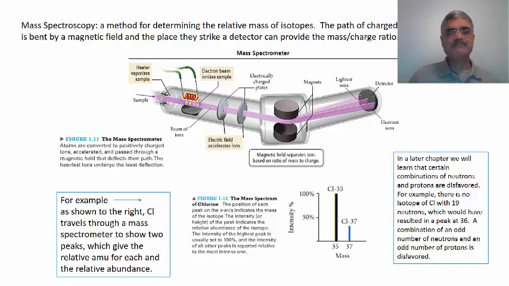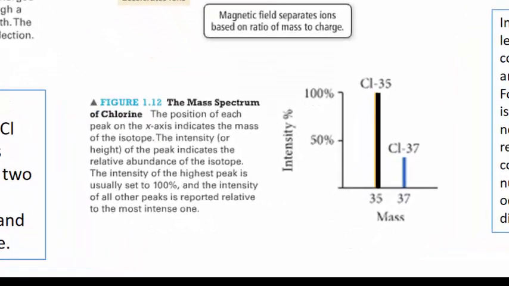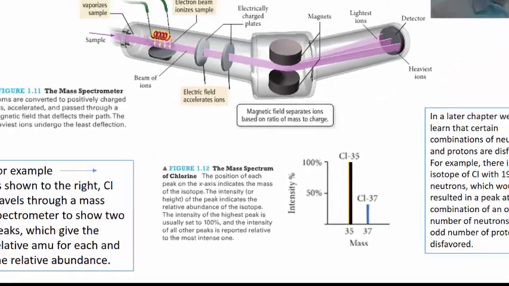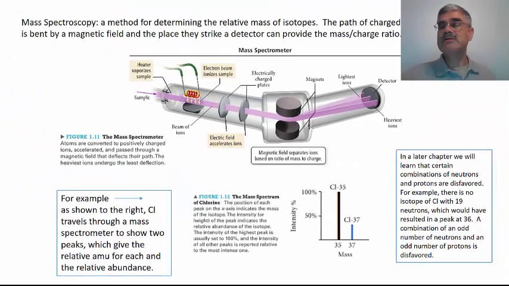Let me give you an example. Shown in the slide is a pattern for chlorine. Chlorine will travel through a mass spectrometer and show up as two peaks: one chlorine-35, one chlorine-37, back to what we said in the previous slide. And the relative heights of the peaks can actually be used to determine the percent abundance of chlorine. So this is just an example of how some of this information is experimentally determined.